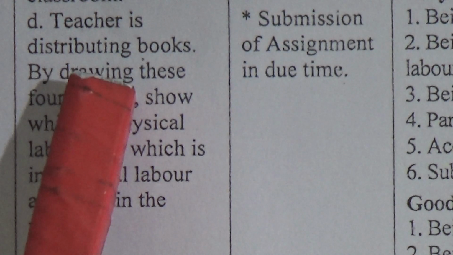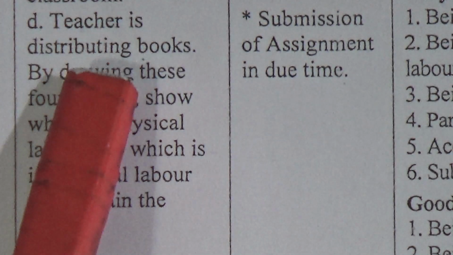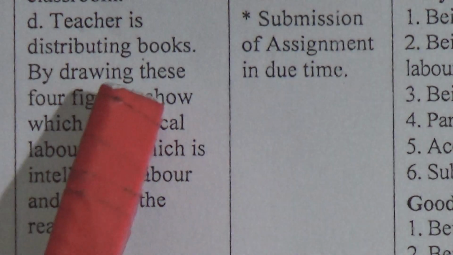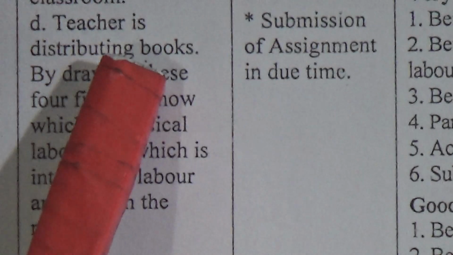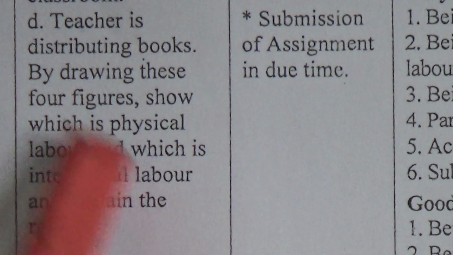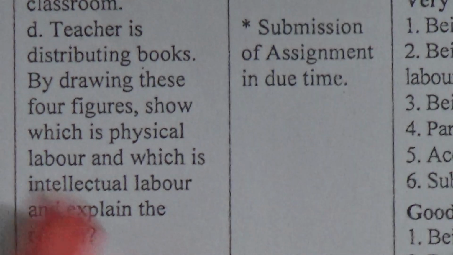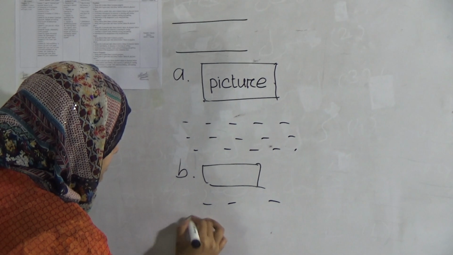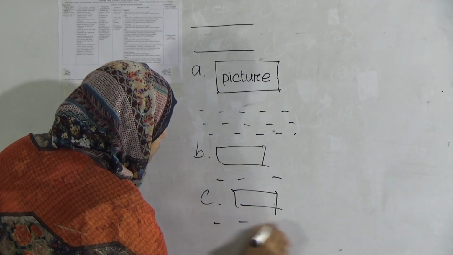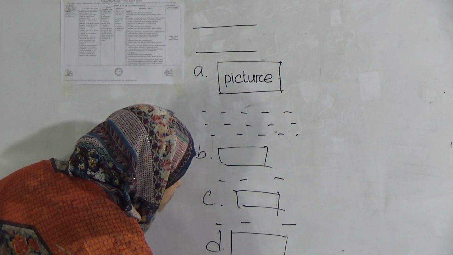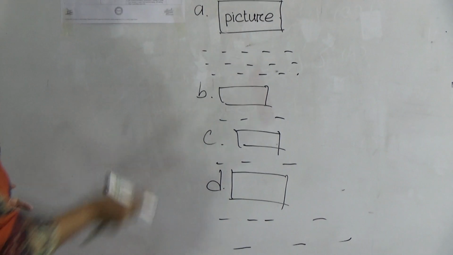And the last one, teacher is distributing books. For distributing books, a teacher must go to his or her students to distribute the books, and for that he must work physically. So for this you have to draw another picture and explain. For A, you will draw a picture and explain. For C, you will draw a picture and explain, and at last you will draw another picture and explain. So you can understand how you have to write the answer.